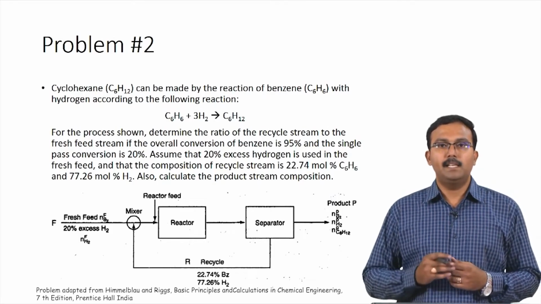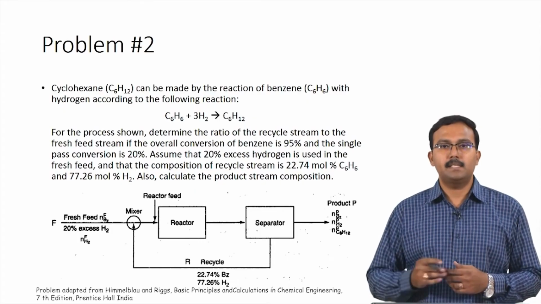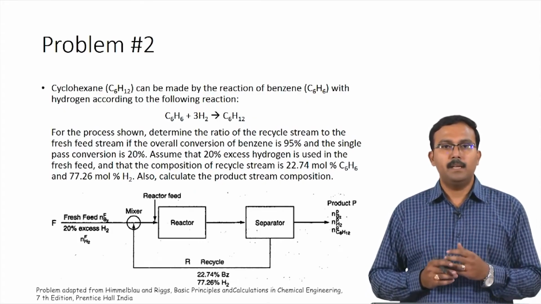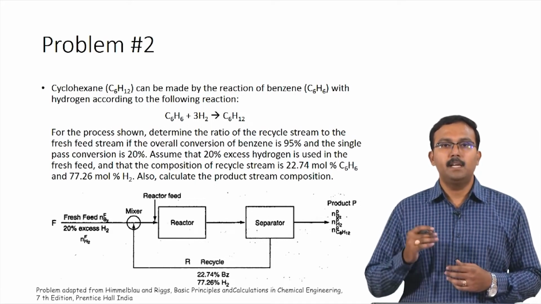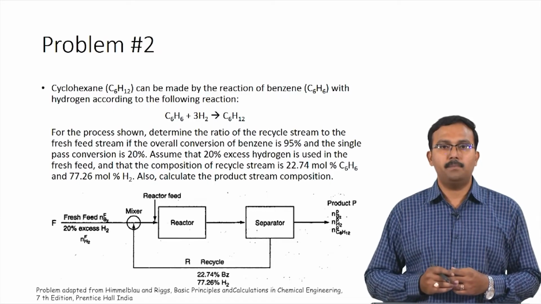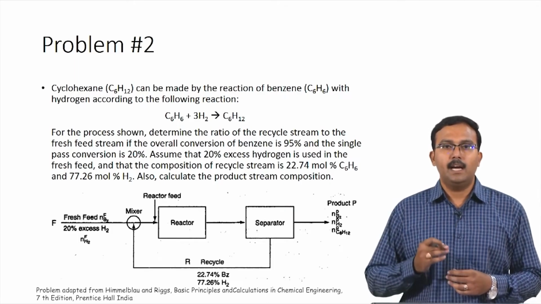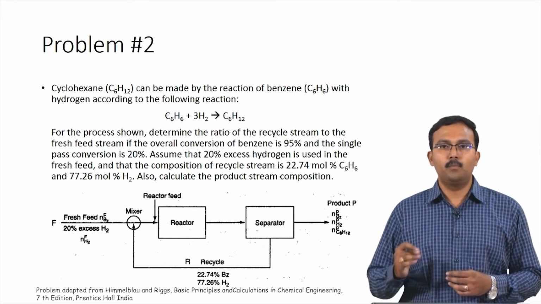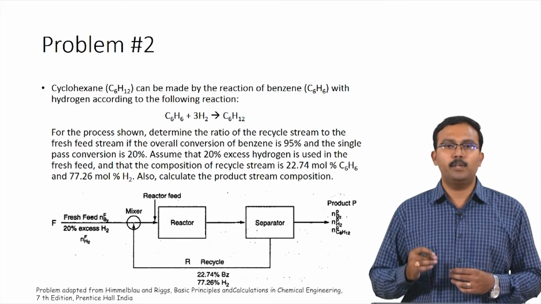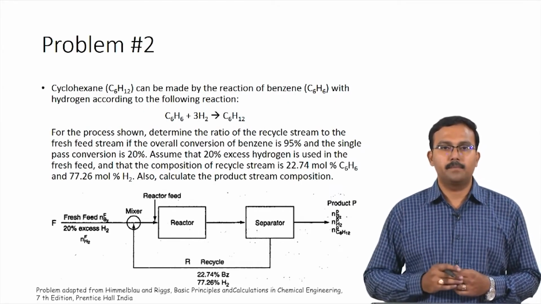Cyclohexane can be made by the reaction of benzene with hydrogen according to the following reaction. Benzene plus hydrogen forms cyclohexane. From the process shown, determine the ratio of recycled stream to the fresh feed stream if the overall conversion of benzene is 95% and the single pass conversion is 20%. Assume that 20% excess hydrogen is used in the fresh feed and that the composition of recycled stream is 22.74 mole percent benzene and 77.26 mole percent hydrogen. Also calculate the product stream composition.